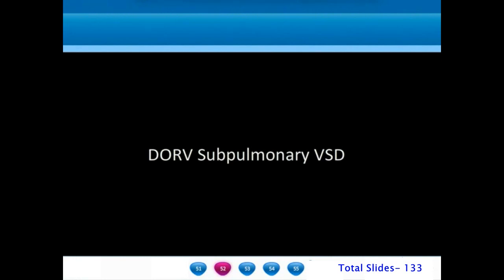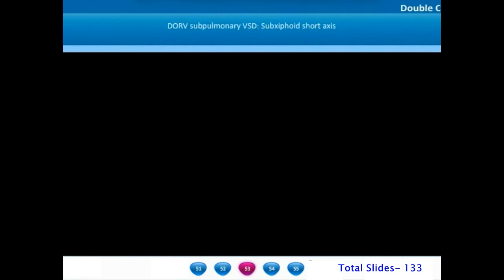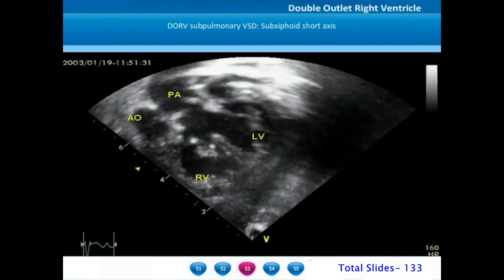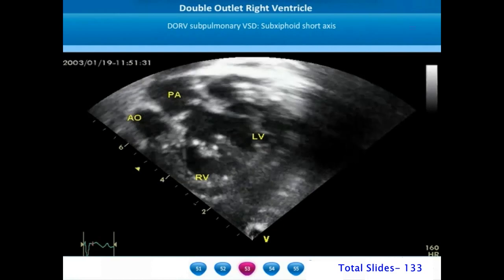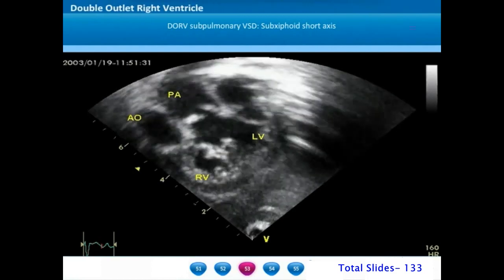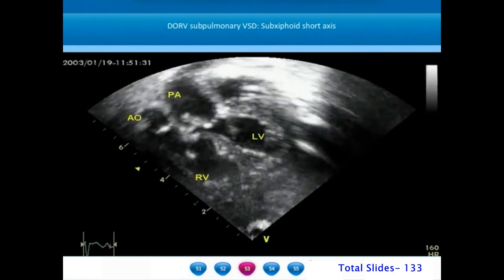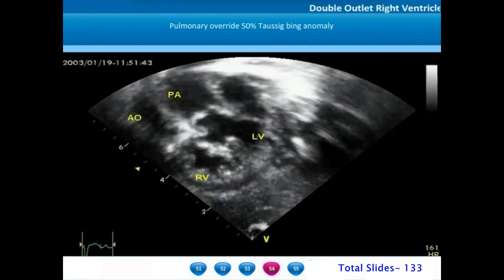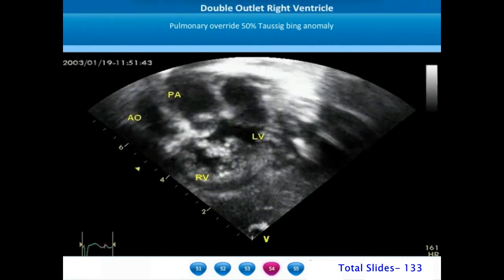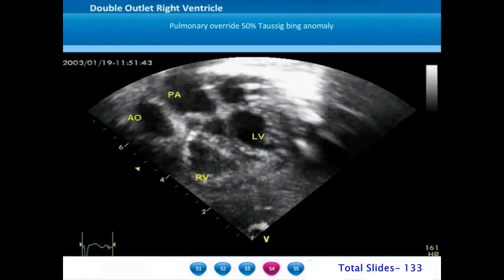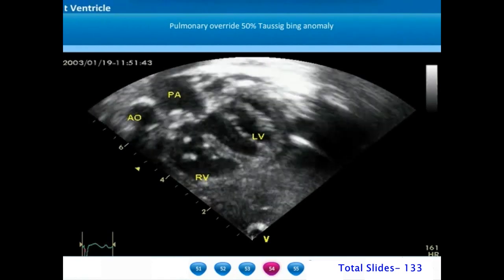Now we will move on to examples of double outlet right ventricles with subpulmonary VSDs. On this subxiphoid short axis view, we can notice the right and the left ventricle and a large subpulmonary VSD. The pulmonary valve overrides the ventricular septal defect. There is a 50% commitment of the pulmonary annulus towards the right ventricle. A double outlet right ventricle with a subpulmonary ventricular septal defect, where the pulmonary artery overrides the ventricular septal defect, is called the Taussig-Bing anomaly.